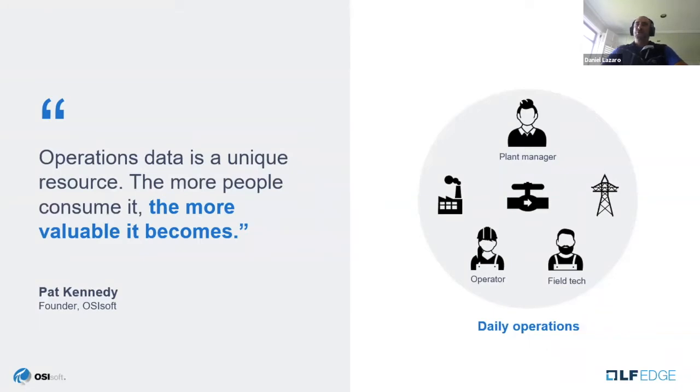So why is this true for operations data? For companies that rely on high-value assets and processes for their core business, like manufacturing, utilities, discrete, critical industries, among others, those assets alone are not differentiating. The data is.